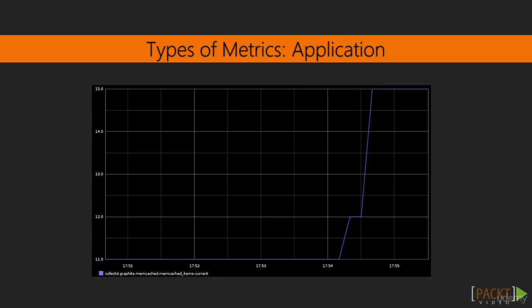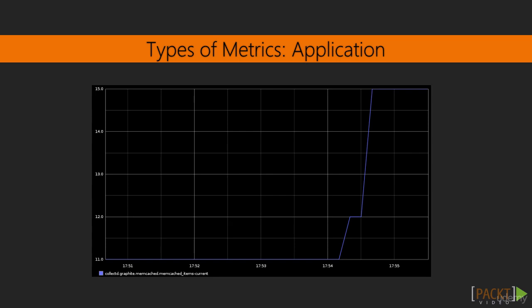Another kind of metric we can collect are application metrics. In the example on your screen, it's number of items in Memcached, but it can be things like number of items in a queue or a cache. It can be timing metrics, like how long does it take for a call to a REST service to come back. And in order to get application metrics, we either collect them from the application that we're using, or we need to instrument the application code.